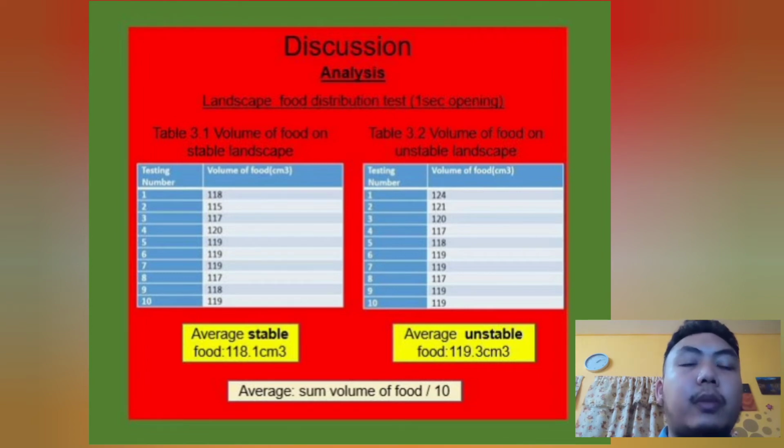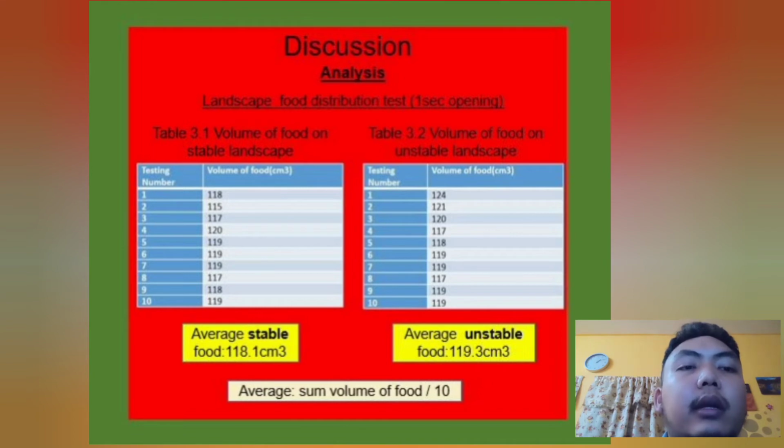118.1 centimeter cube, which is equivalent to 118.1 gram or 0.118 kilogram. While the average for the unstable part is 119.3 centimeter cube or equivalent to 119.3 gram or 0.119 kilogram.